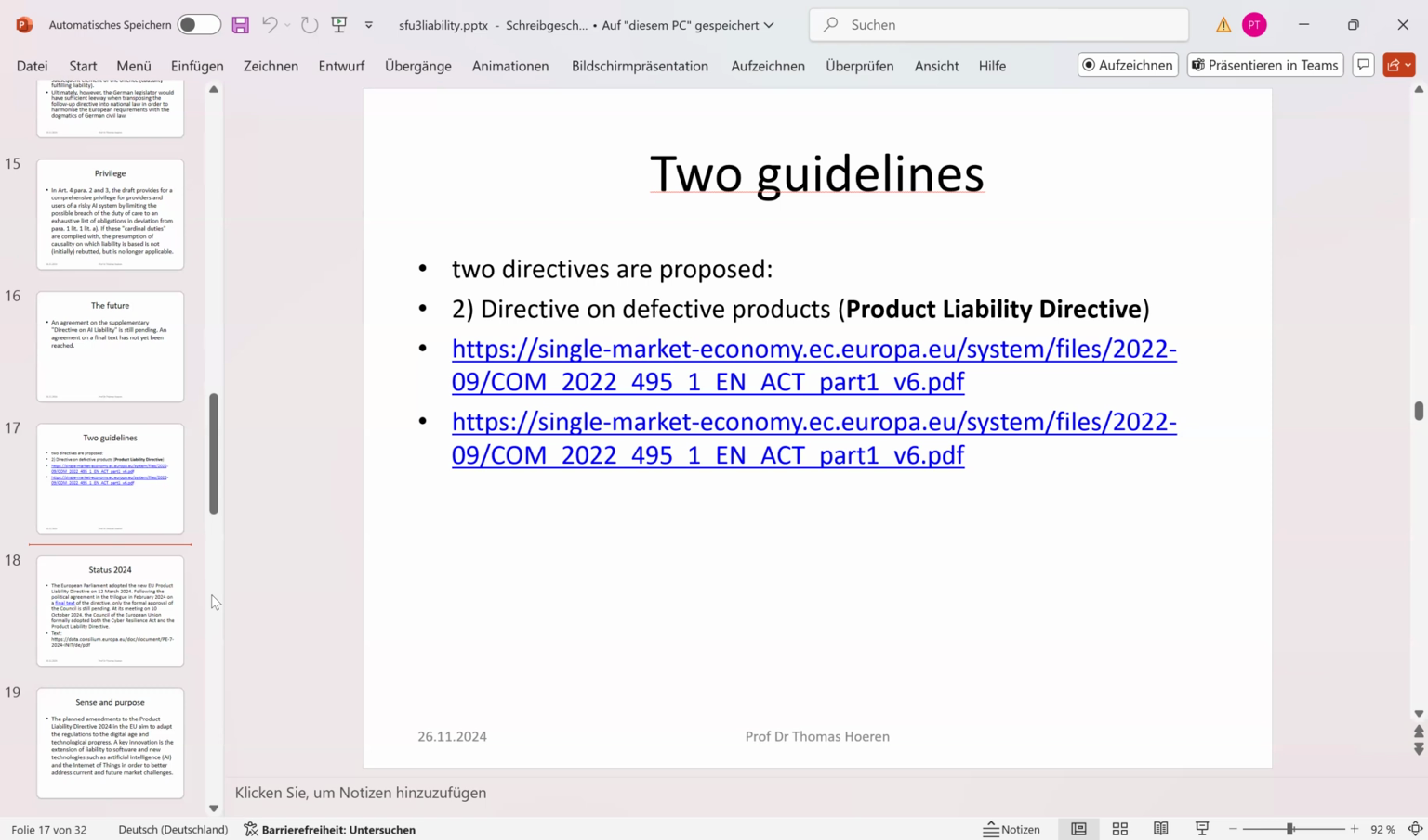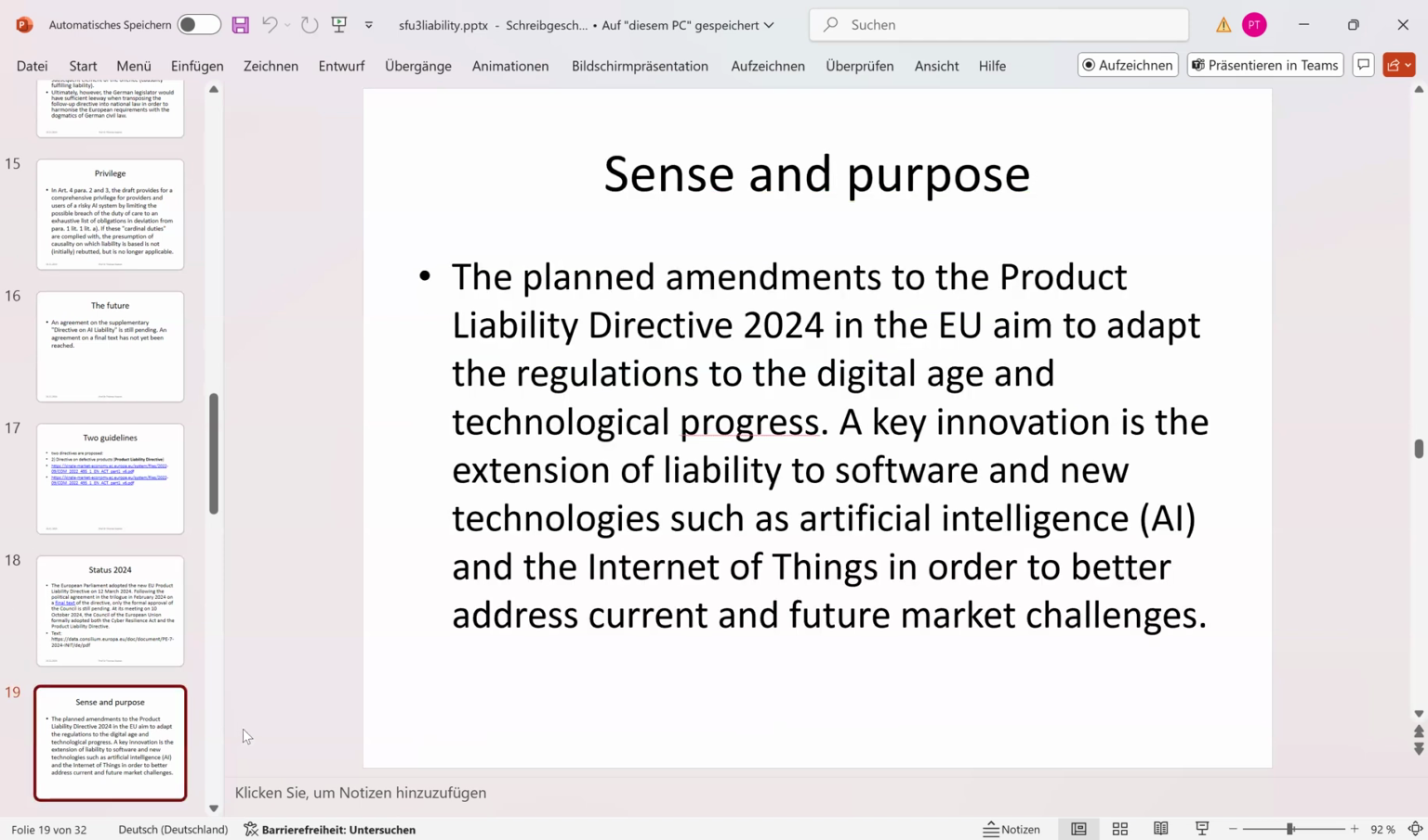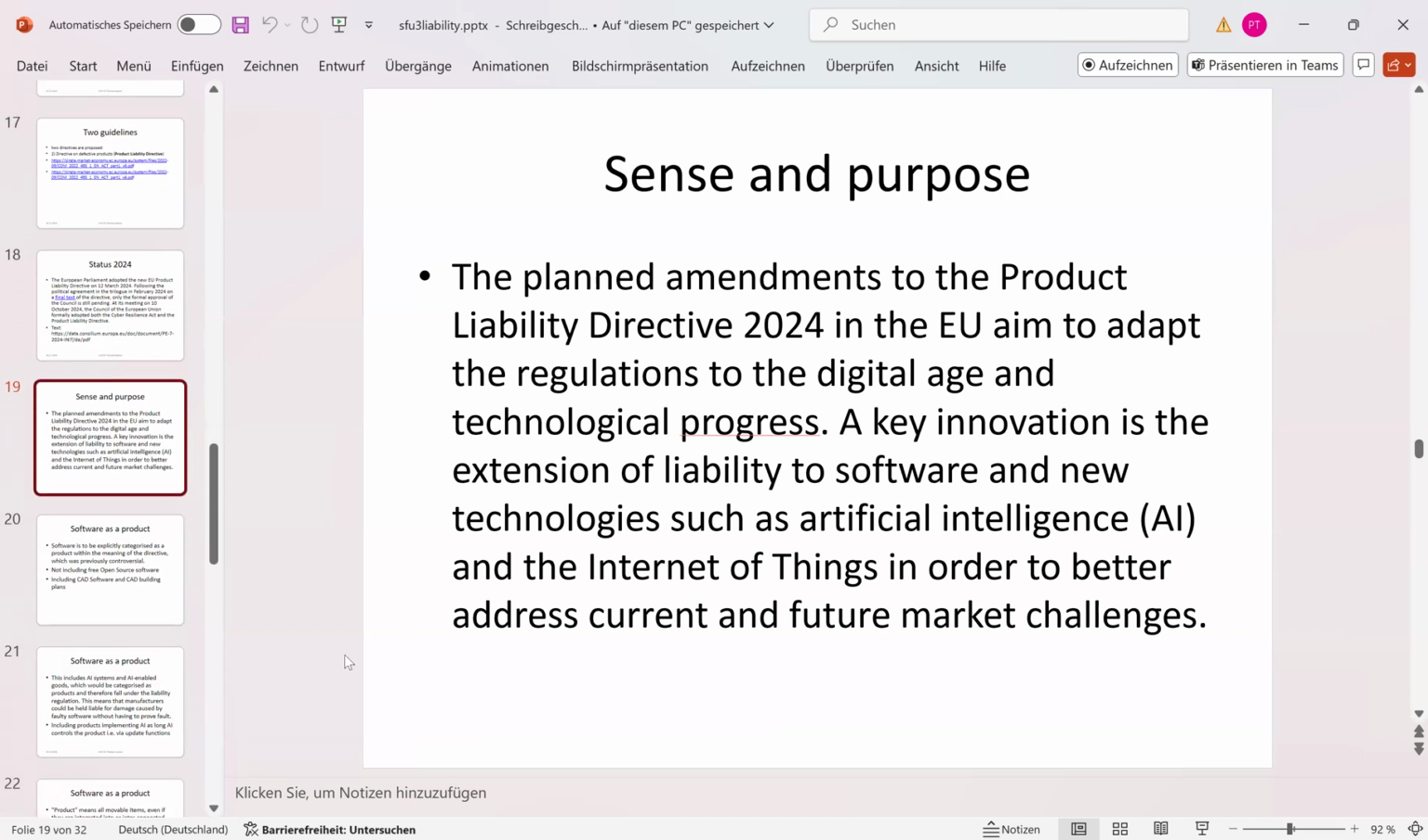So the directive started with Article 1, that's page 11, and describes a new system of liability. What is the sense of the directive? The planned amendment aimed to adapt the regulations to the digital age and technological progress, especially by extension of liability to software and new technologies.